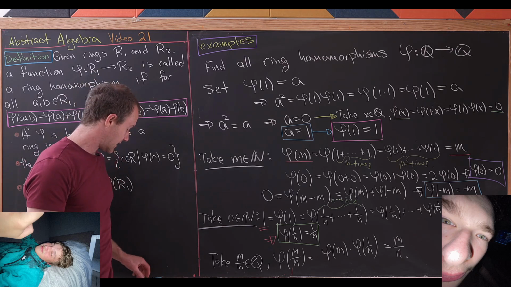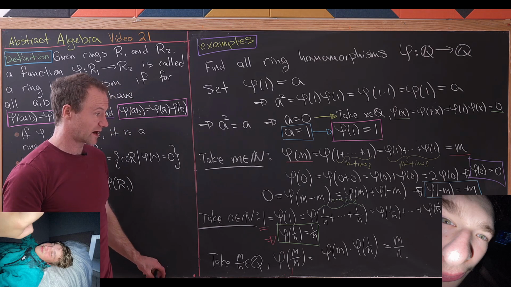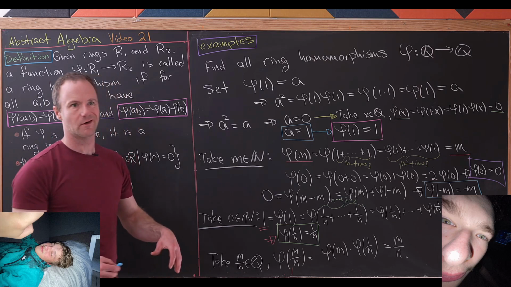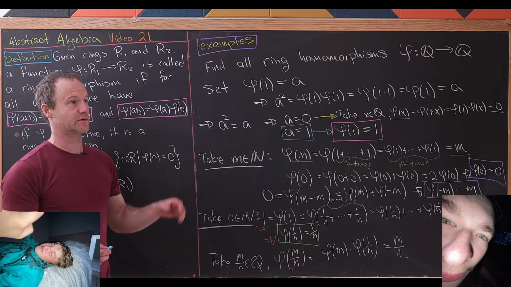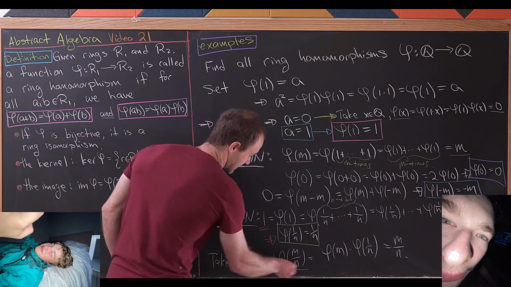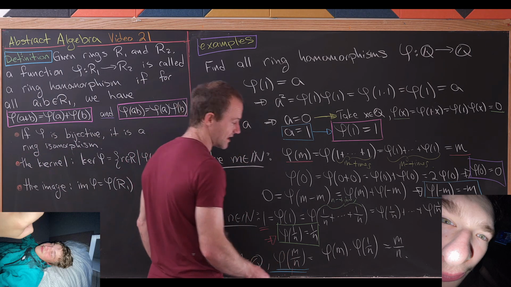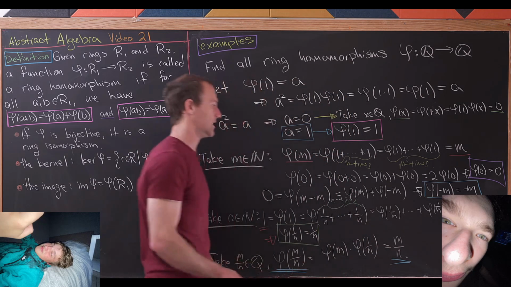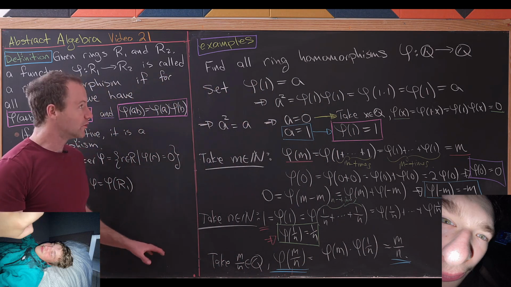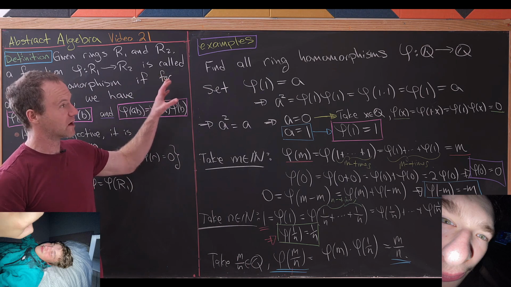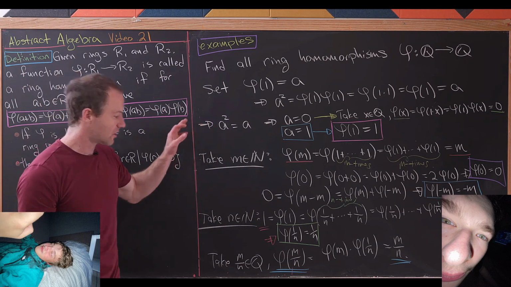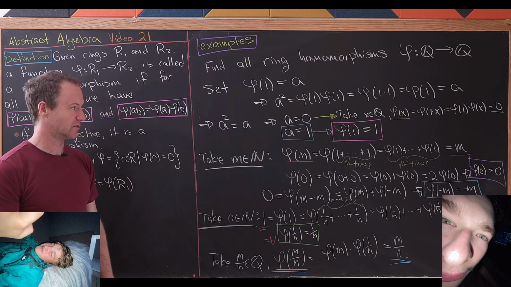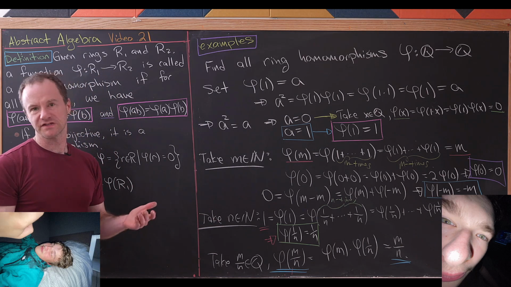Great. And that's what all of these rules of a ring homomorphism applied to the rational numbers brought us down to. We have phi of m over n must be m over n. In other words, the only ring homomorphisms from rationals to rationals are the trivial homomorphism and the identity homomorphism. Okay, let's do another example.